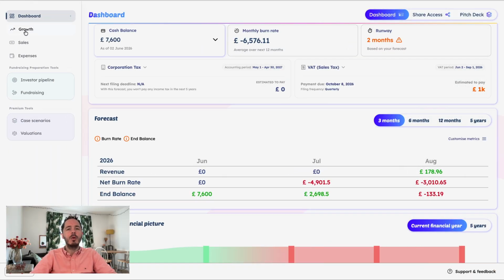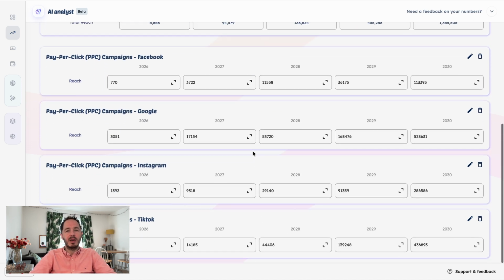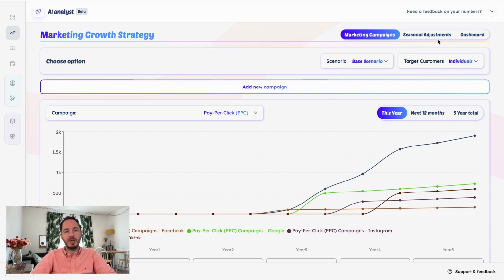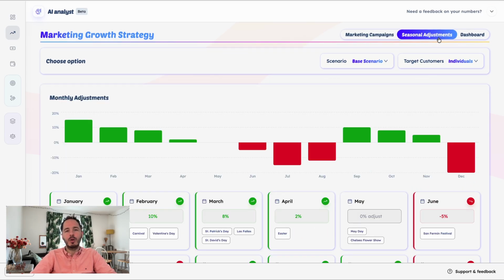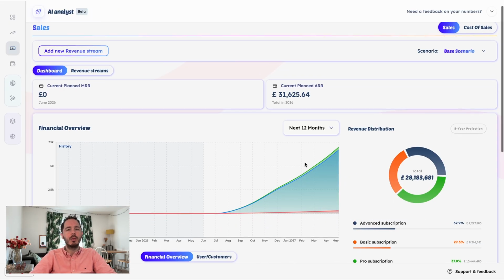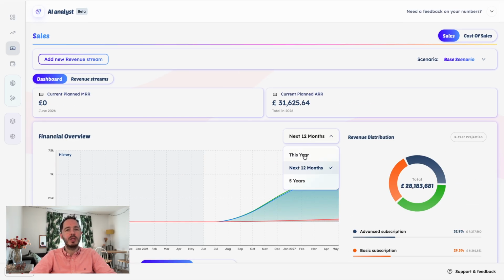From there, we will move into the growth section, where we define your target customers, marketing campaigns, acquisition assumptions, and seasonal trends to build a realistic growth story investors can understand. Then we will go into sales, where we will set up revenue streams, pricing, and cost of sales to create the foundation of your revenue model.